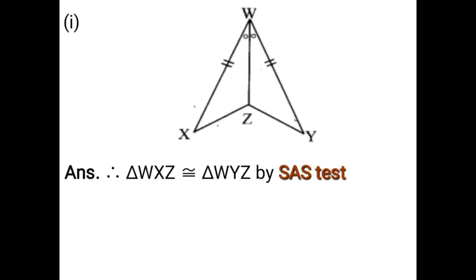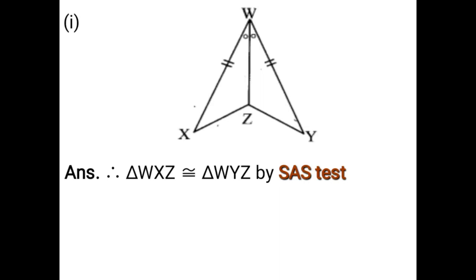Of this figure, the triangles are divided into two equal parts, that is triangle WXZ and triangle WYZ. In triangle WXZ and triangle WYZ, side WX is congruent to side WY. After the side, the angle is coming: angle XWZ is congruent to angle YWZ, and after the angle, common side WZ is coming. Side WZ is congruent to side WZ. So that's why it is side angle side test. If you are writing any test of congruence of triangles, always you have to take it line wise and write.